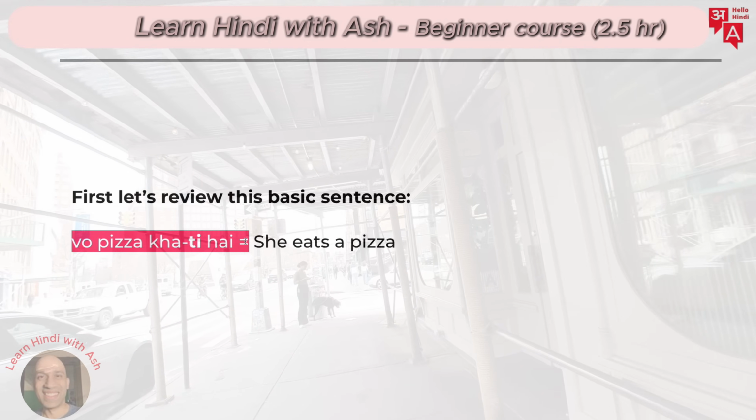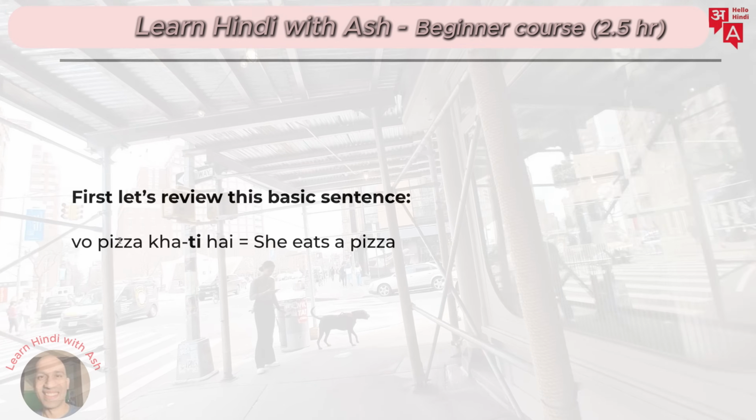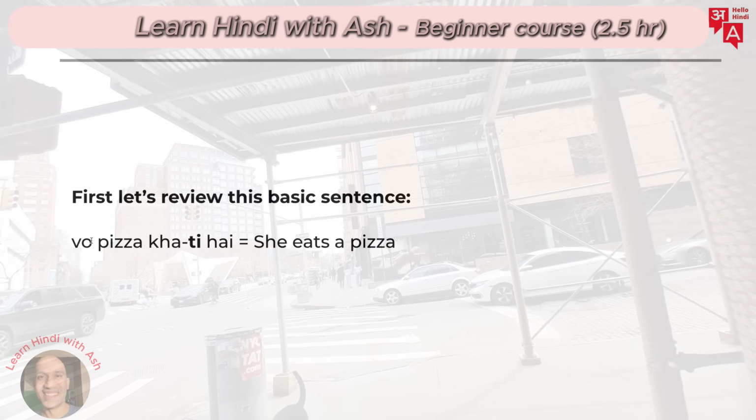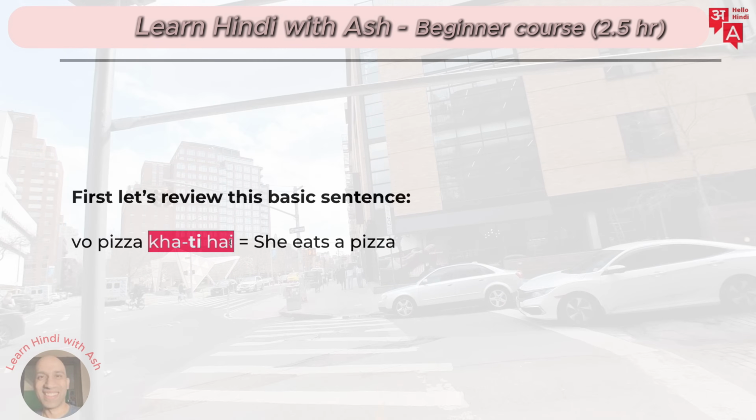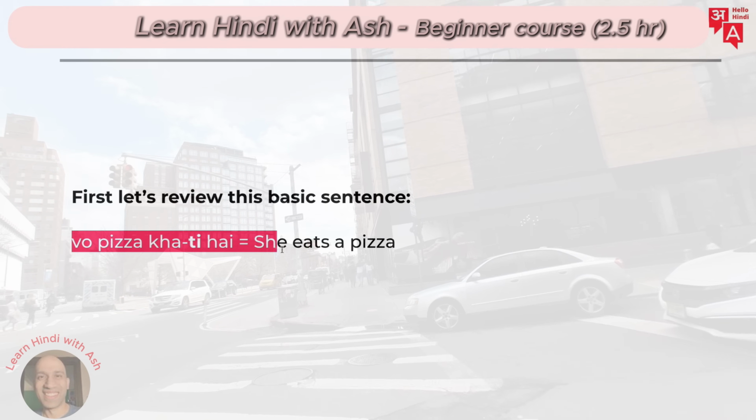How can you say wo pizza khati hai? She eats pizza. I think you know this by now. How do you say this? She eats is here and pizza is here, right? Wo pizza khati hai, right?